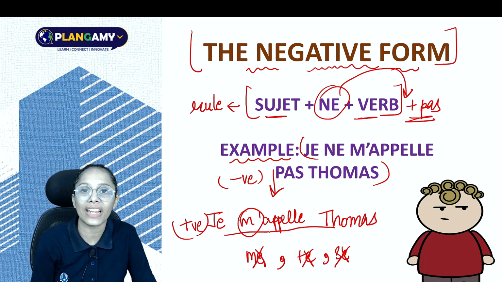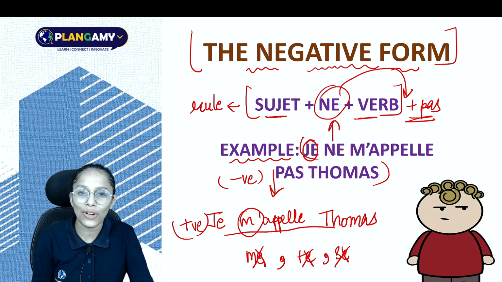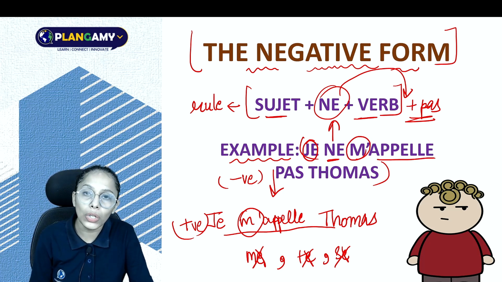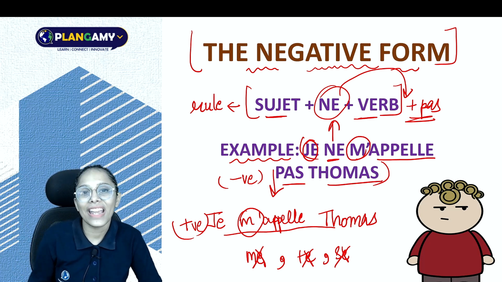But if you want to say my name is not Thomas or I am not called Thomas, we will write it as a negative sentence. So it becomes je ne m'appelle pas Thomas. According to the rule, we have sujet first of all, then ne, then the reflexive pronoun, then the verb, and then pas, and then the rest of the sentence. Now, the negative sentence is clear to you, I am pretty sure.